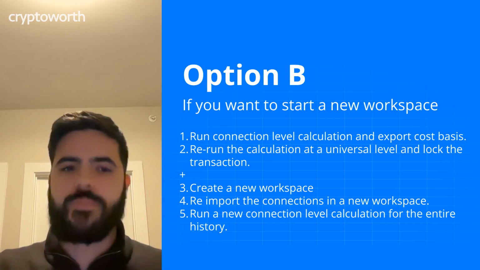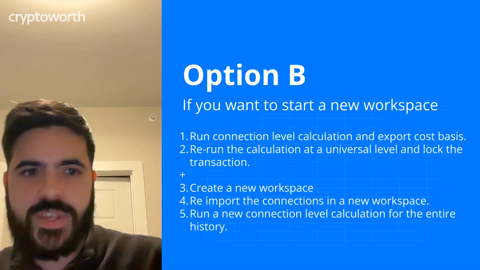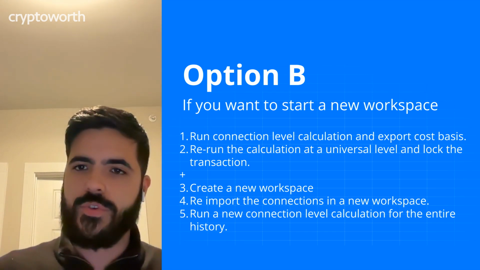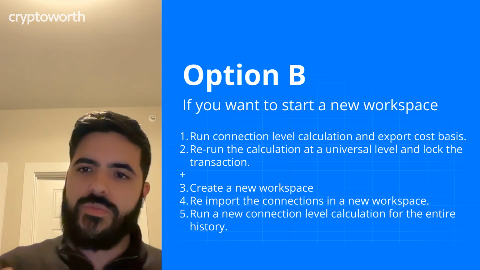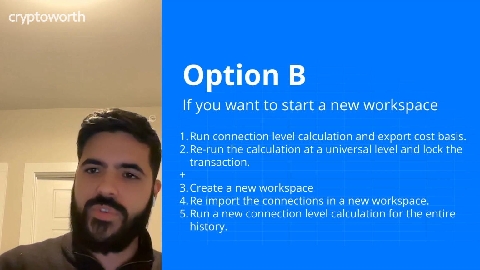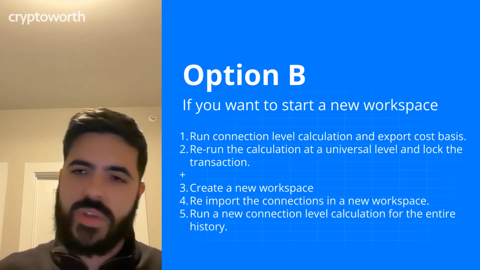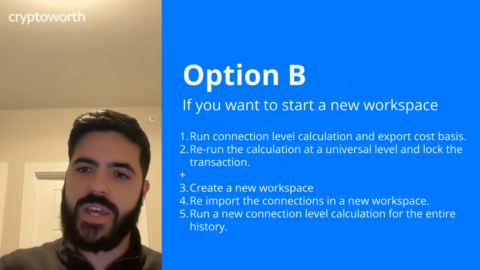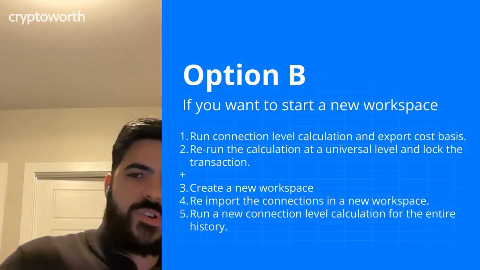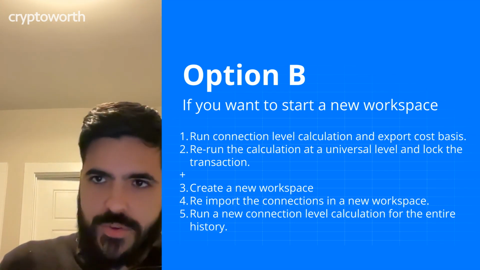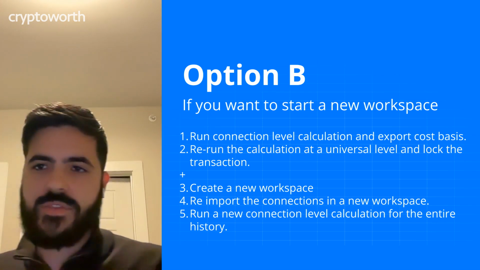So just like in option 1, same first 2 steps. The difference is with the exported cost basis for all your line items, that will be used as a reference point to make sure that your connection level cost basis in aggregate is matching the connection level cost basis of your older workspace or your original ledger once you move into the new workspace or new ledger.